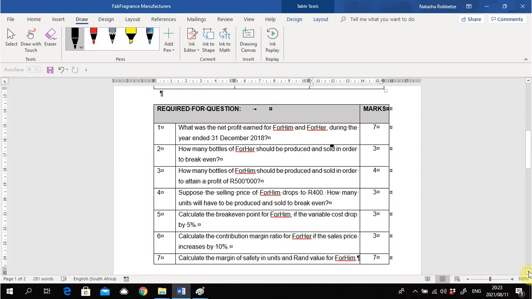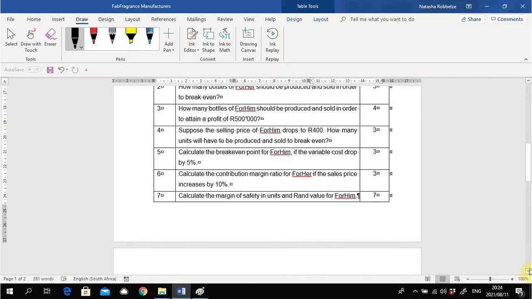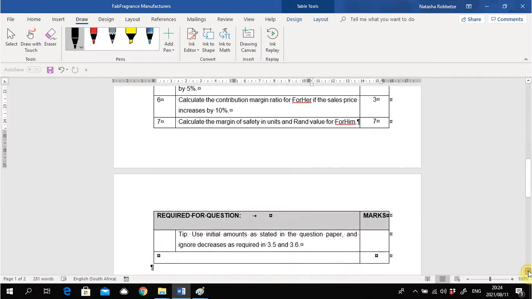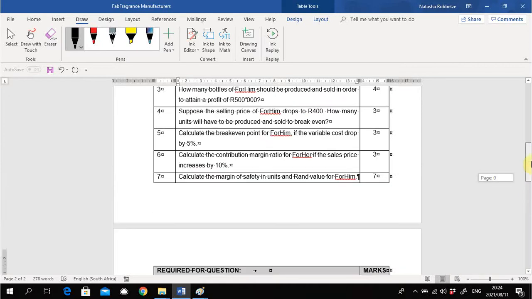Calculate the break even point for him if the variable cost drops by 5%. Then calculate the contribution margin ratio for her if the sales price increases by 10%. Calculate the margin of safety in units and in Rand value for him and her, and use the initial amount stated in the question and ignore the decreases and increases that were required. Right. So let's just correct that part. Required before. Right. So let's see.